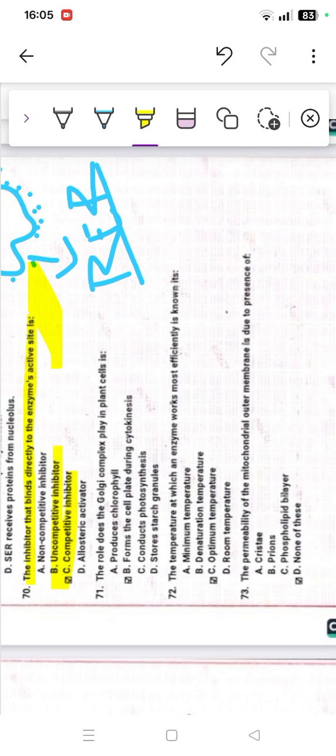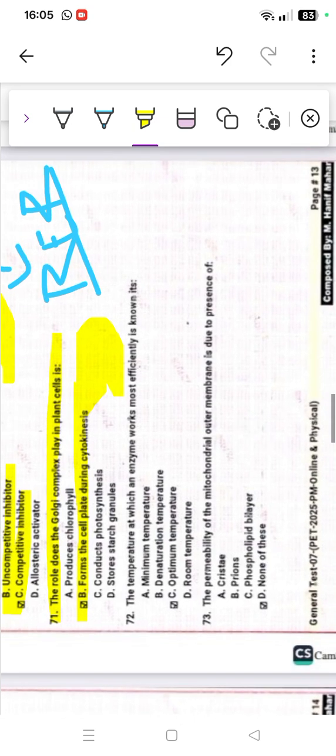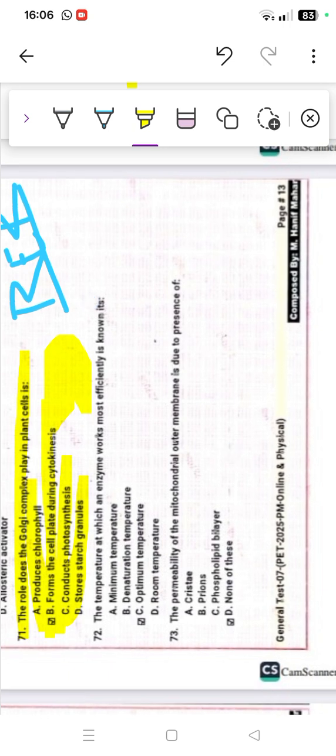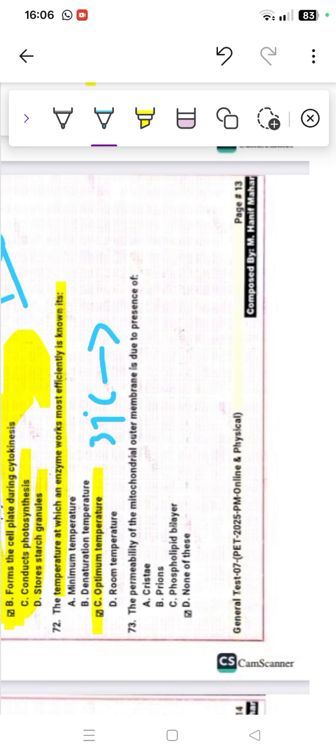What role does the Golgi complex play in plant cells? Plant cells form the cell plate during cytokinesis, when the cell gets divided. This is in the cell structure chapter, but here it forms the cell plate during cytokinesis, because chlorophyll is produced by chloroplast, not any of these. Conduct photosynthesis, no, that happens in the plastid. Stores starch granules, no, that is wrong too. The temperature at which an enzyme works most efficiently is called the optimum temperature. For the human body, the optimum temperature is 37 Celsius. And yeah, let's go to another question.